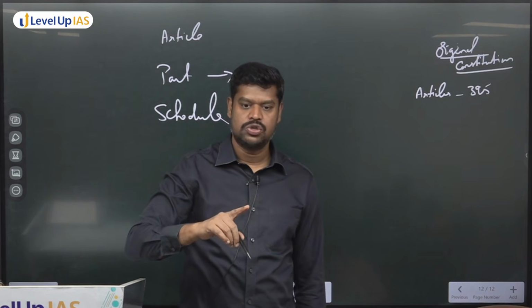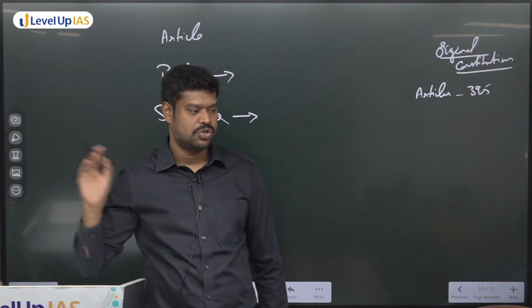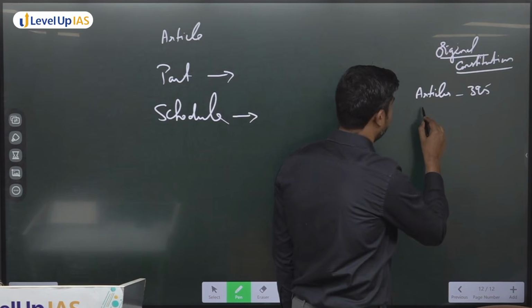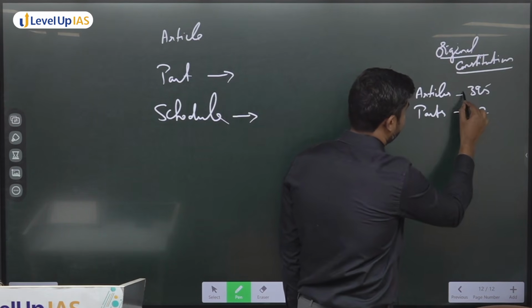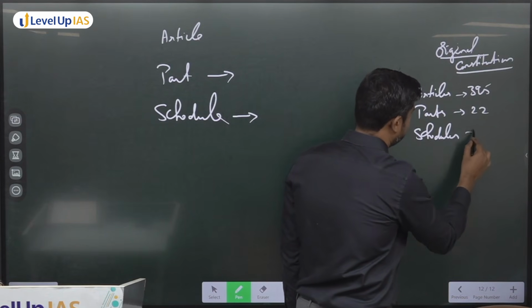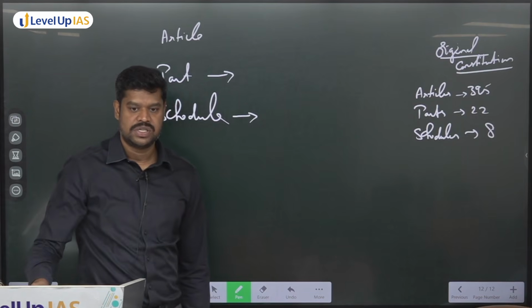The first constitutional amendment act was carried out in 1951, and from 1951 the constitution has gone through change. Before that, there were 395 articles. How many parts? 22 parts. Very good. How many schedules? Very good, there were 8 schedules. But none of these things are true today. All of them have changed.